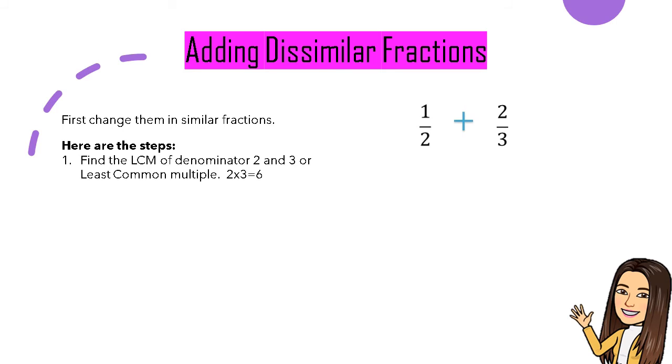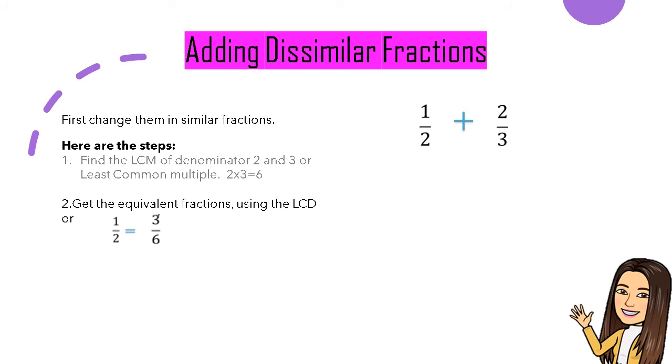Here are the steps. 1. Find the LCM of denominators 2 and 3, or least common multiple. We can get the least common multiple by just multiplying both denominators. That is 2 times 3 equals 6. Now we may use that as the LCD to get the equivalent fractions. That is step 2.